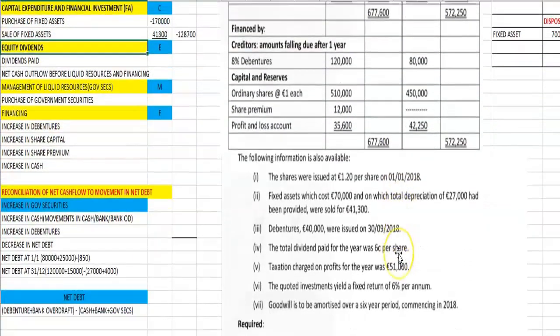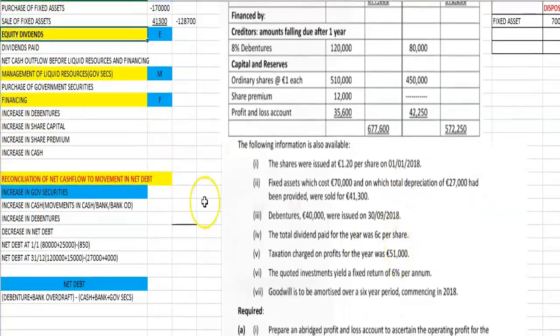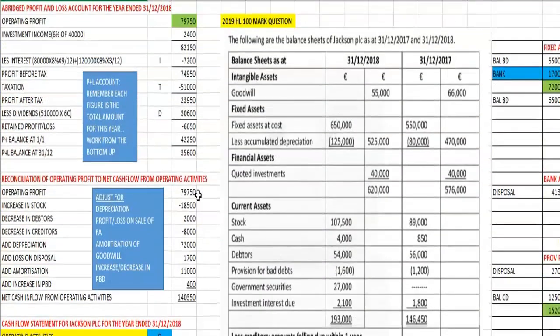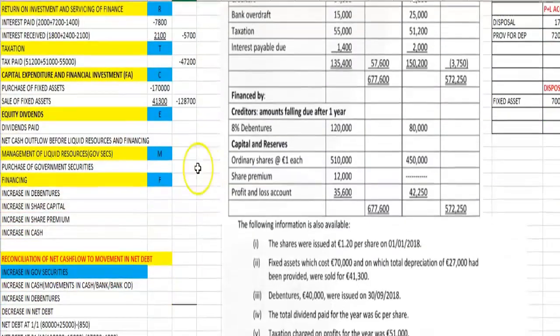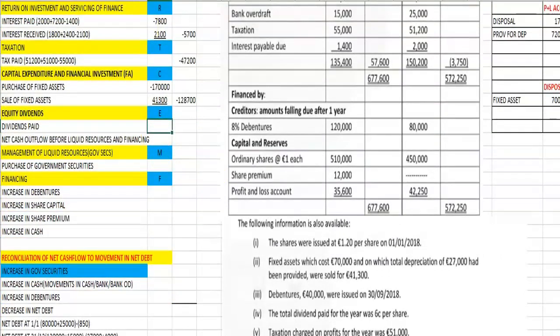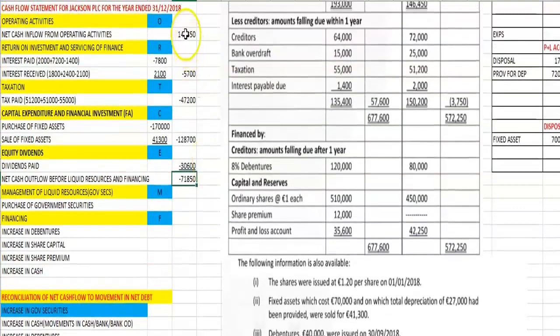So what dividends did you pay during the year? Well, you're told up here that the dividend paid was 6 cents per share, and you've already worked that out earlier on, and that's 30,600 euros. So you just slot that in. And that's a negative figure, of course. It's money going out. After you finish your equity dividends heading, you do a subtotal at this stage. A subtotal of all your cash flows so far. So that amounts to minus 71,850.